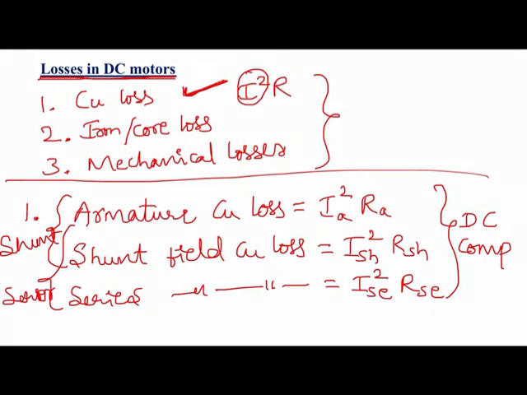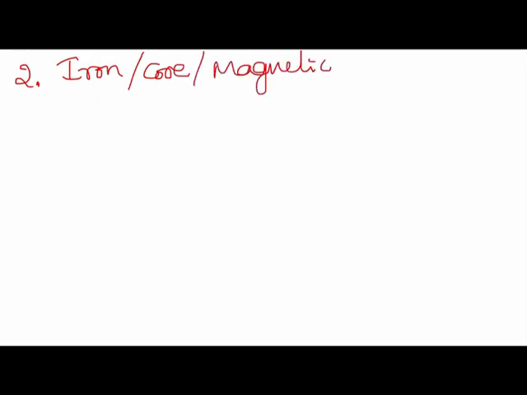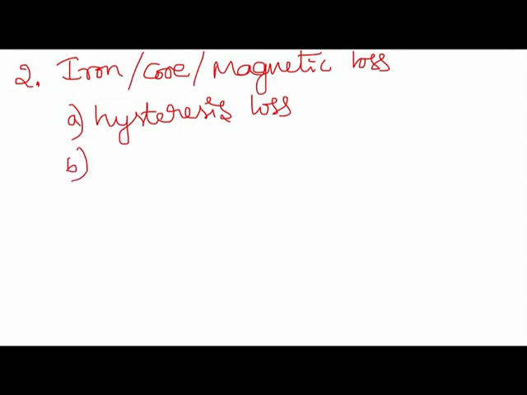Now let us discuss the various iron losses that occur in the DC motor or DC machine. The iron losses are due to the magnetic flux in the motor. Iron losses are also called core losses or magnetic losses. As the name suggests, it is magnetic loss. This magnetic loss consists of two losses: one is hysteresis loss, and the other is eddy current loss.